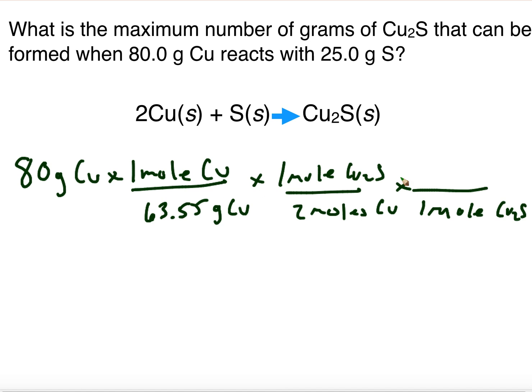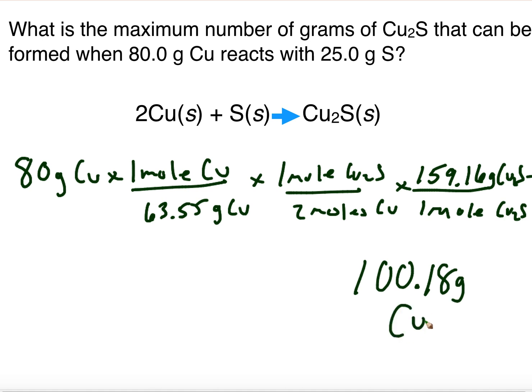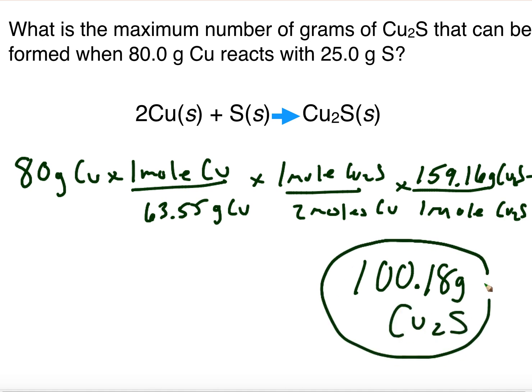And our molar mass of Cu2S is 159.16 grams of Cu2S. So we have 80 divided by 63.55, divided by 2 times 159.16, and we get around 100.18 grams of Cu2S. The only reason I did one of these stoichiometric calculations is because, like I said, on the slide before we already found out what our limiting reagent was, and that was copper.